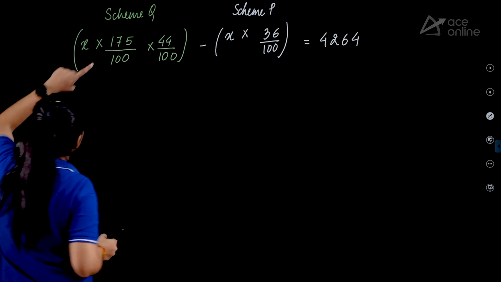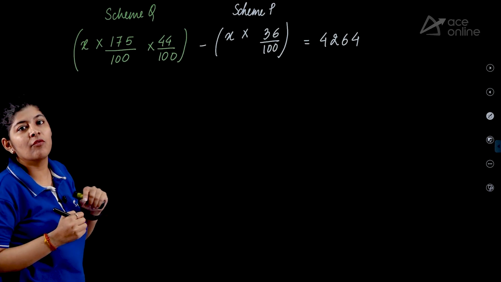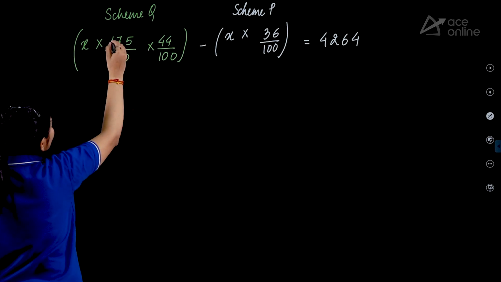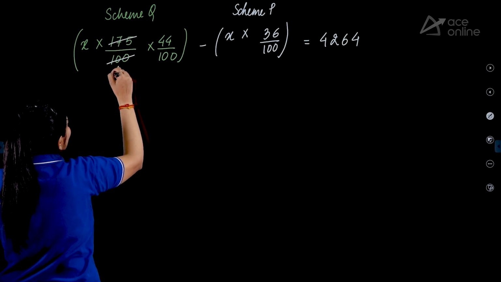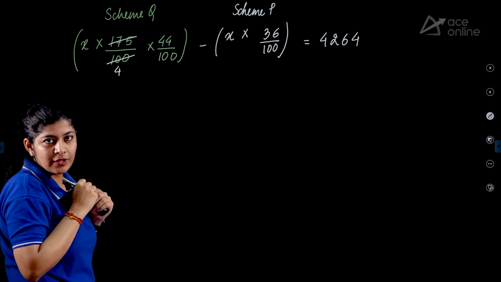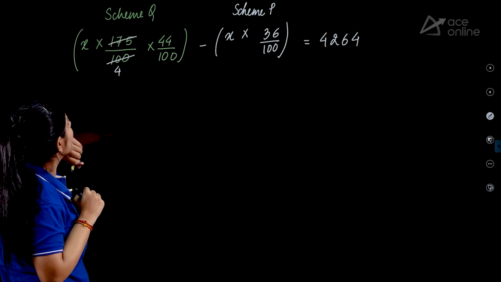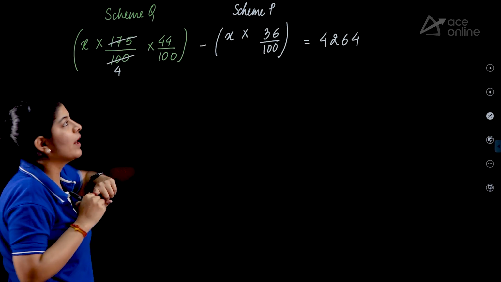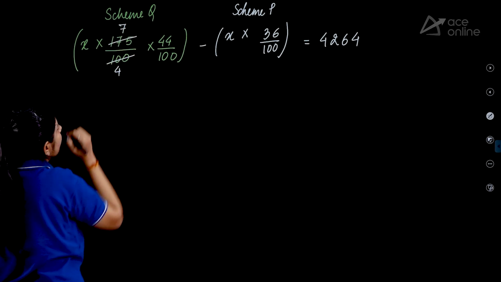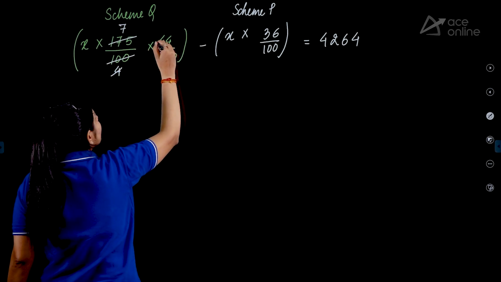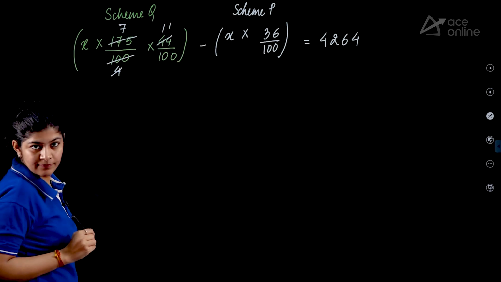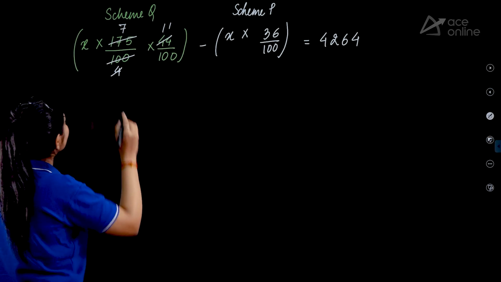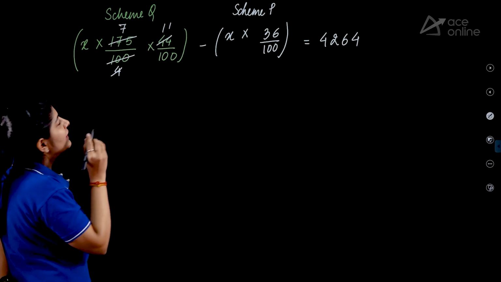Now we know that these terms are multiples of 25. So here we can say that 25 into 4 is 100, and here we have 25 into 8, that is 200. That means here we have 7. Now when we eliminate these two terms, here we are getting 11. Is it clear? So we can say 7 into 11, that is 77.